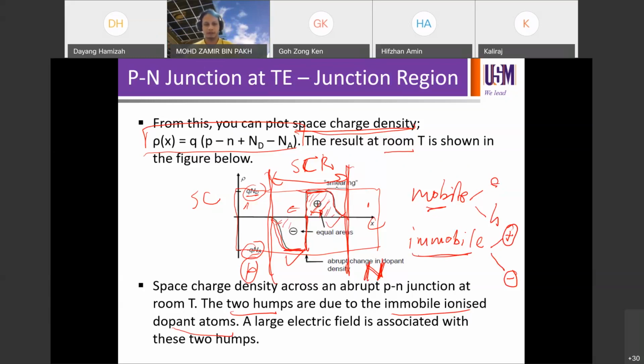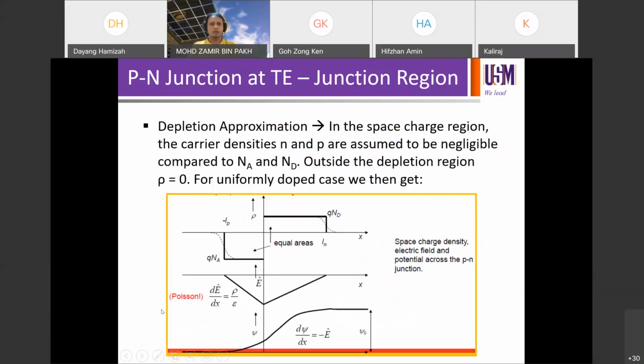So a large electric field is associated with these two humps. Due to the presence of the charges, we're going to have an electric field across the junction that will be responsible for the drift component of the carriers, electrons and holes.